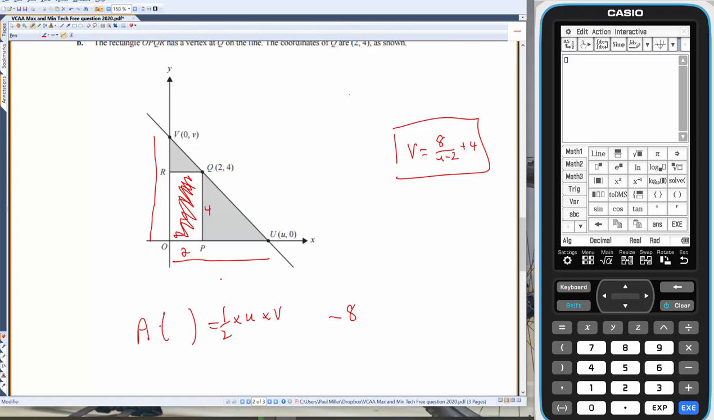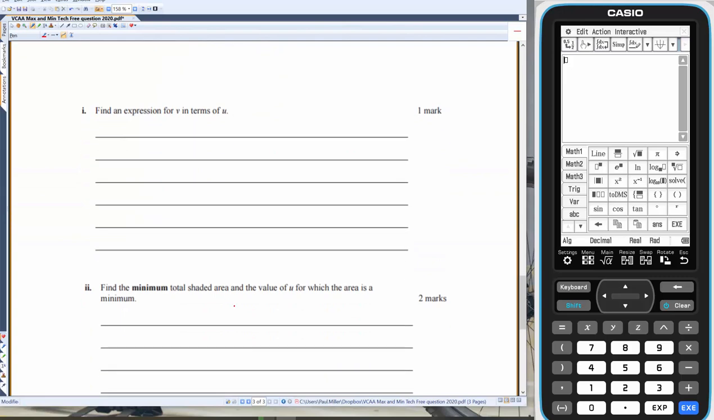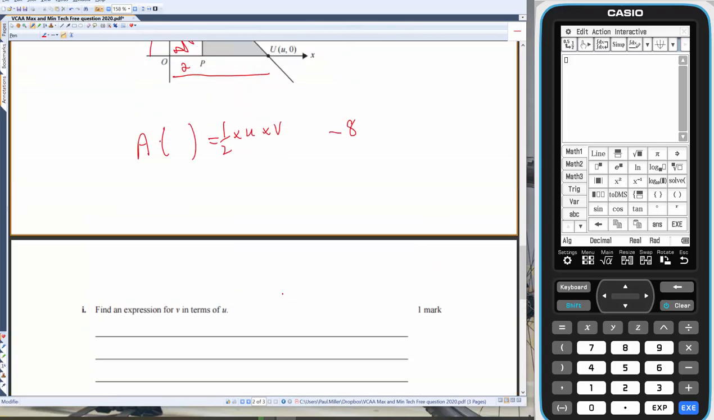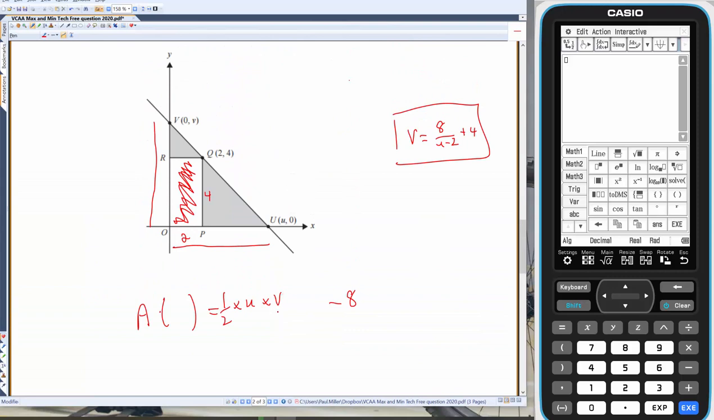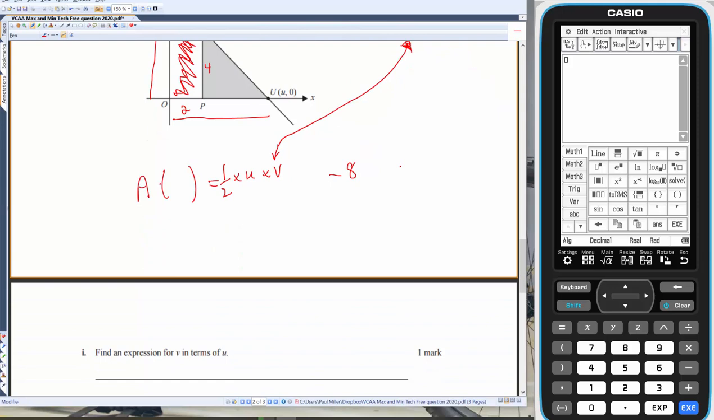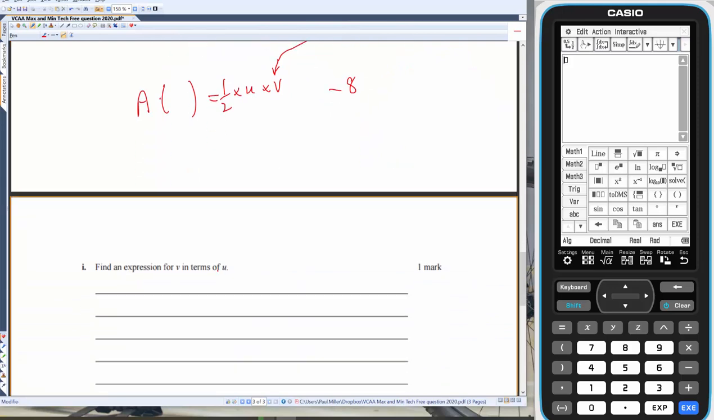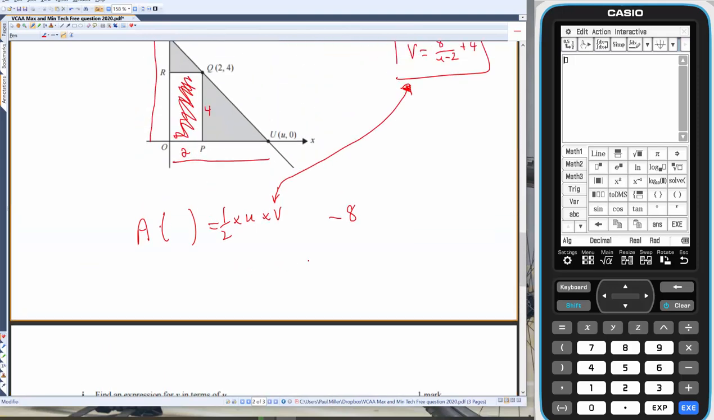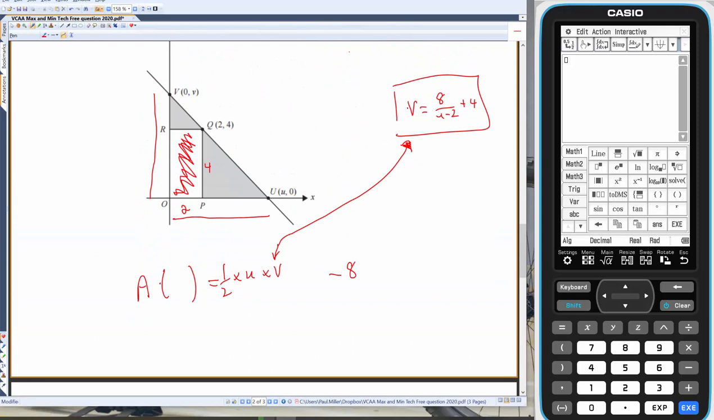So what is my variable going to be? Well, if you have a look at the question, it says find the minimum total shaded area and the value of u. So this is telling me that you need to get rid of the v. So how am I going to get rid of the v? How can I get rid of that? I need another definition for v. Now, where would that be? So in the previous question, they got us to do this weird thing, and there's never anything weird in methods, like find an expression for v in terms of u, 1 mark. Like why do they get us to do that? And here is the reason. So they got this version of v here.